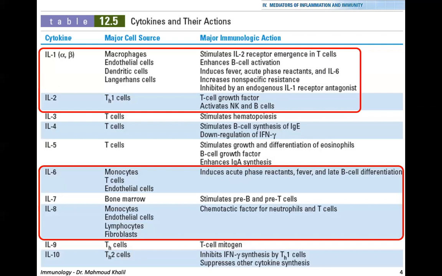Then we have interleukin-7, which is exclusively secreted from the bone marrow cells, and they stimulate pre-B cells and pre-T cells. While interleukin-8, which is secreted from monocytes, endothelial cells, lymphocytes, and fibroblasts, is a chemotactic factor for neutrophils and T cells.